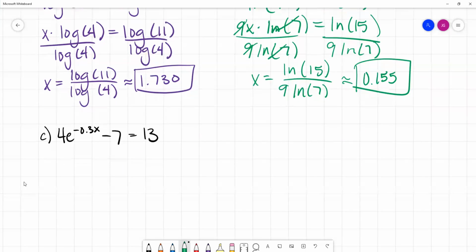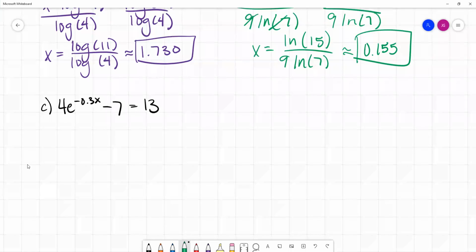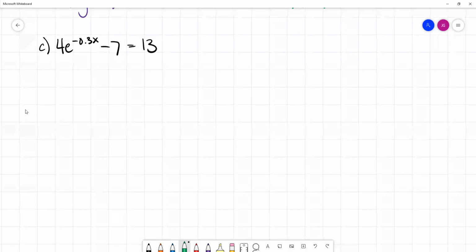Last but not least, for 4e to the negative 0.3x minus 7 equals 13, here's where it's important that we isolate the exponential. Okay, what's our exponential? It's just this e to the negative 0.3x. It's the base to the exponent. So I need to get rid of this 4 and this negative 7. Let's start with the negative 7. We can add that to both sides.